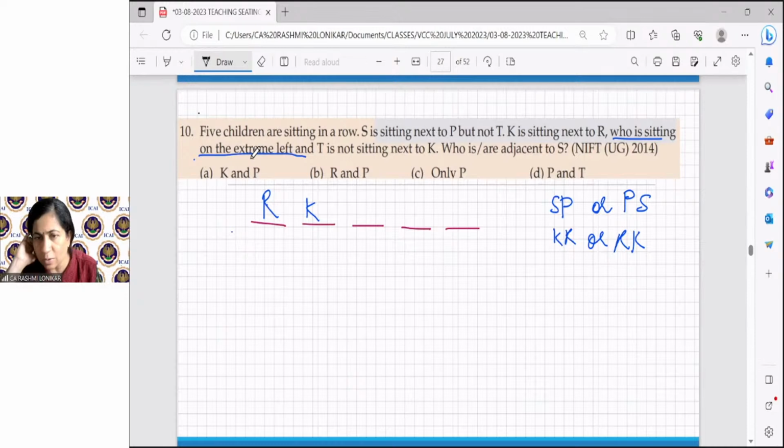K is sitting next to R, who is sitting on the extreme left, and T is not sitting next to K. So I know that this is not T. Okay, no problem. So what I have is SP or PS. So something has to come here. It is either SP or PS.